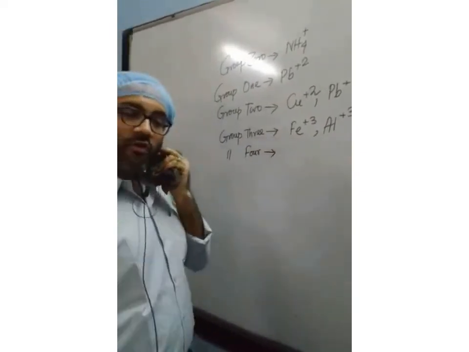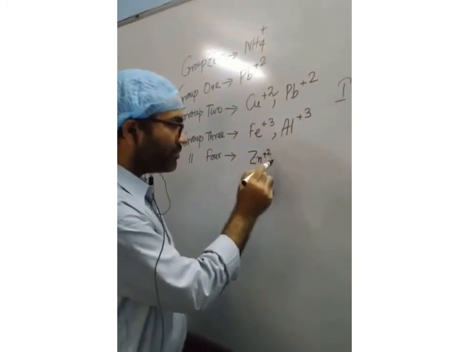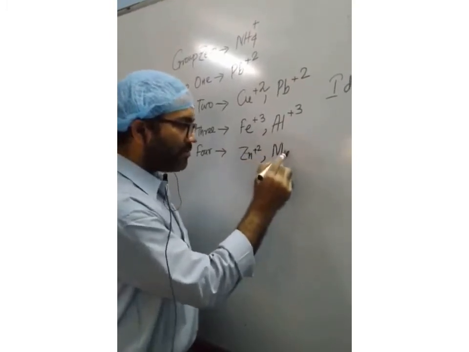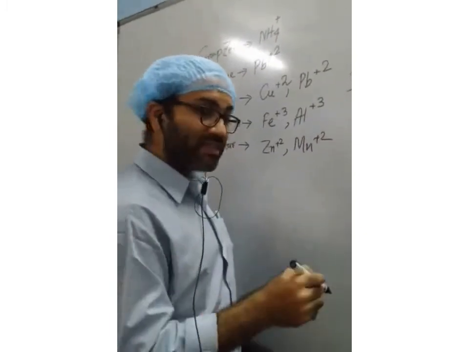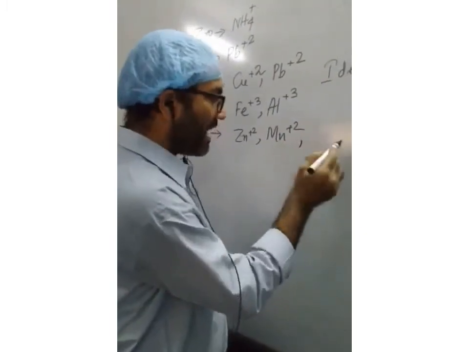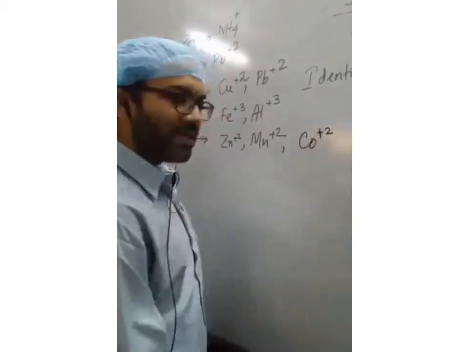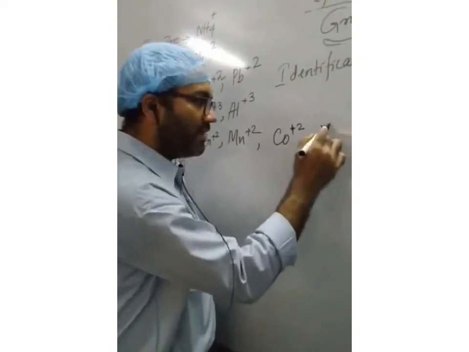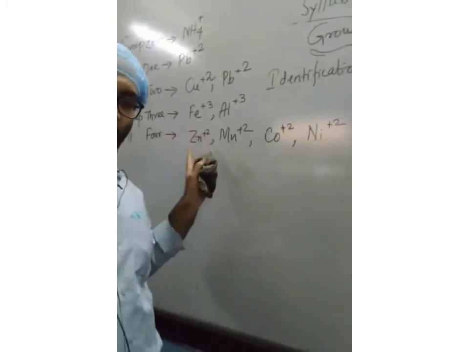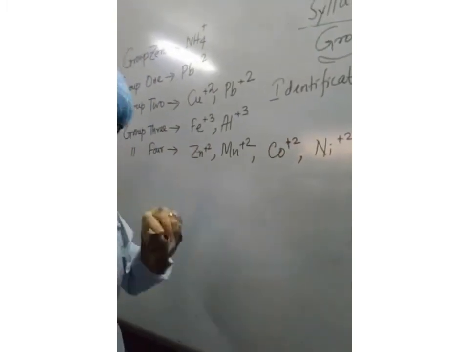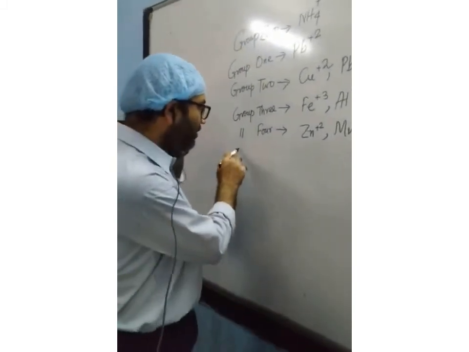The cations of group 4, all of them are there in the syllabus. What are they? Zn plus 2, zinc; Mn plus 2, manganese ion; cobalt, Co2 plus; and nickel, Ni2 plus. All these 4 cations belong to group 4, and all of them are in your syllabus. Clear? Moving on to the next, group 5.